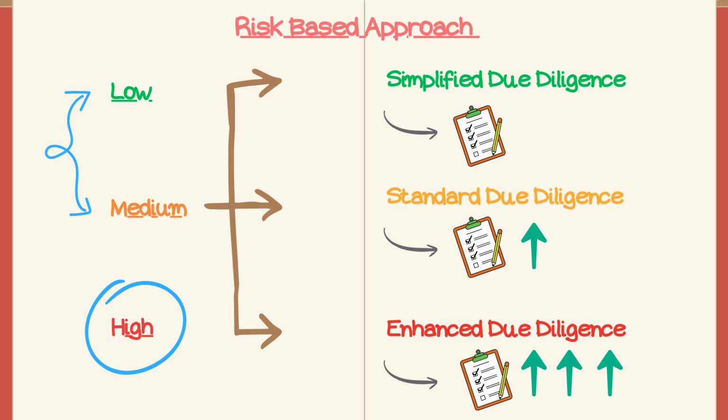This is mainly for the benefit of companies, because imagine if there is no risk-based approach, companies would apply the same measures, like enhanced measures, even on customers with low risk where the risk of money laundering and terrorism financing is very low. This would also mean spending huge amount of money for doing all those checks.